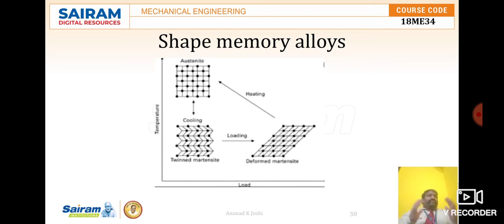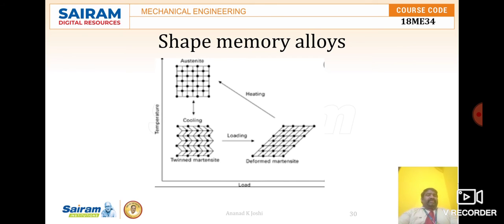Among the various shape memory alloys, there are copper-zinc-aluminum, copper-nickel-aluminum, copper-aluminum, iron-manganese combinations, copper-cadmium, aluminum-cadmium, and even the nickel-titanium alloy. These are all referred to as nitinol, and it is widely used for commercial applications.